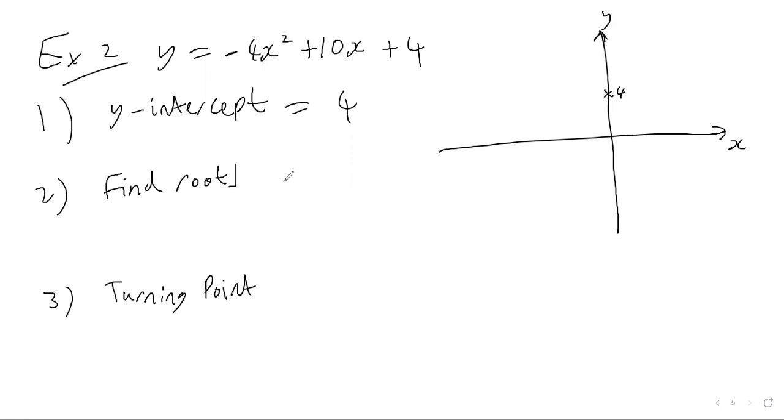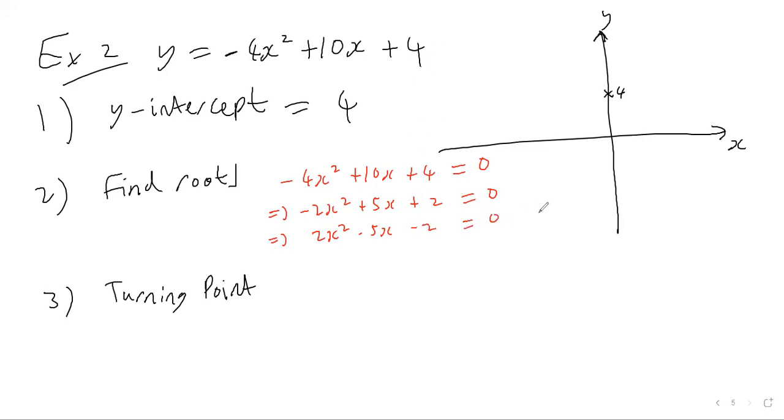So again, it's the same procedure. This time we're going to set our equation equal to 0. All of these coefficients are actually even numbers, so I'm just going to halve everything. So minus 2x squared plus 5x plus 2 equals 0. And I'm going to multiply everything by minus 1 in this equation, just to make it a little bit more simple. So 2x squared minus 5x minus 2 equals 0.